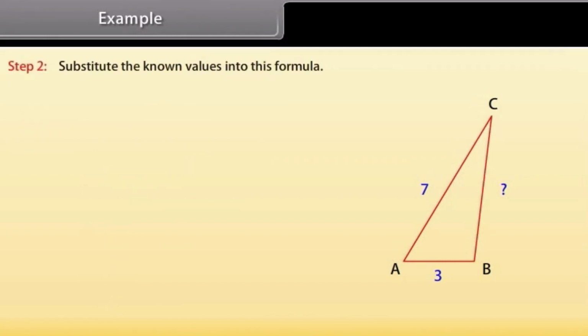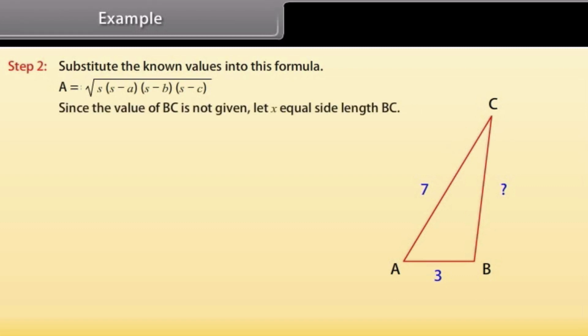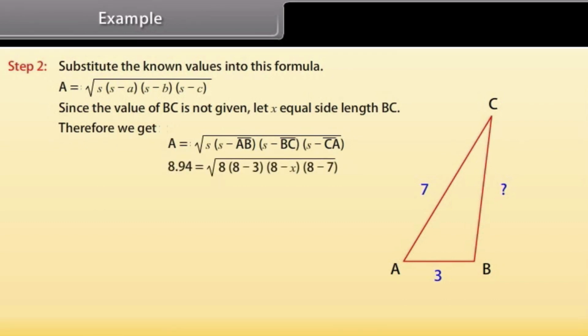Step 2. Substitute the known values into this formula. A is equal to square root of S into (S minus a) into (S minus b) into (S minus c). Since the value of BC is not given, let x be the length BC. Therefore, by substituting the values we get 8.94 equals square root of 8 into (8 minus 3) into (8 minus x) into (8 minus 7).